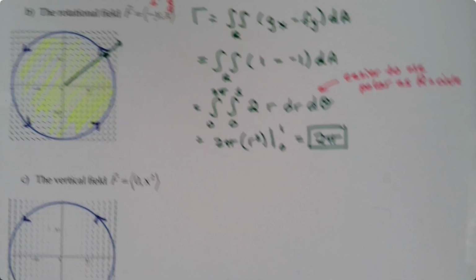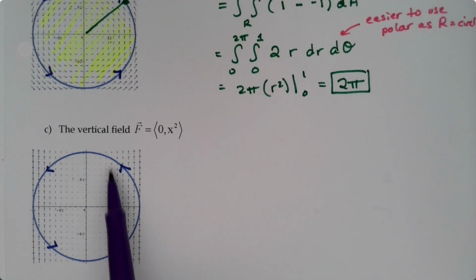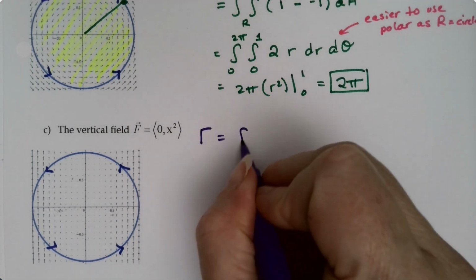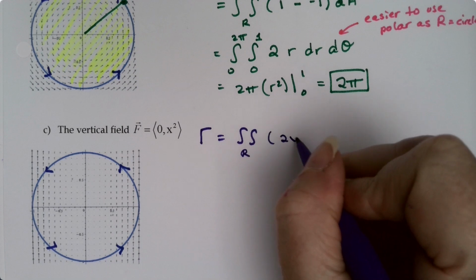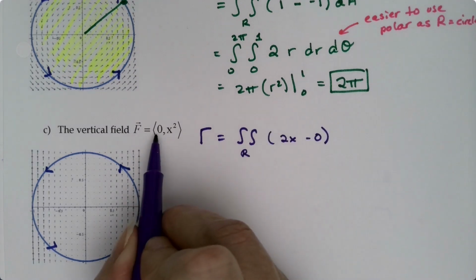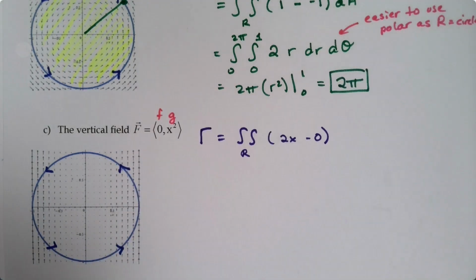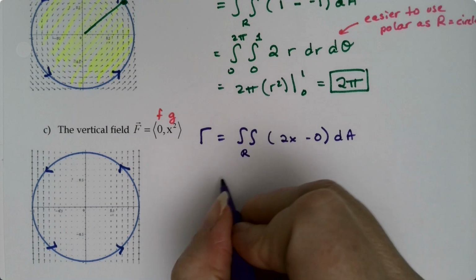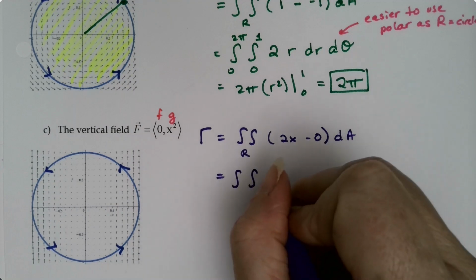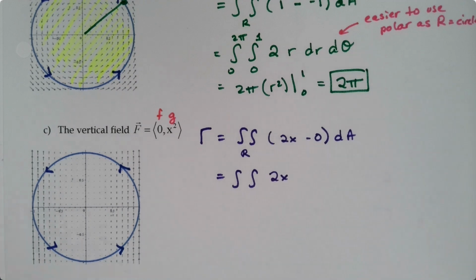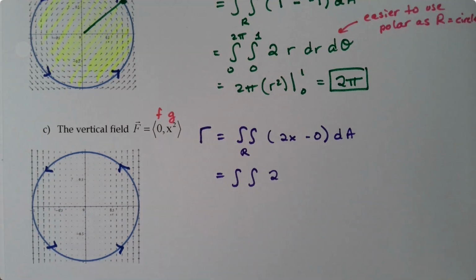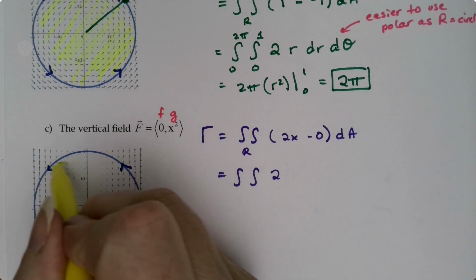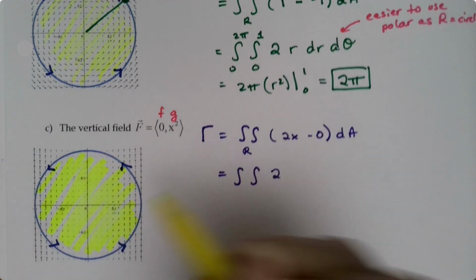All right, what about the last one? Okay, so this is a vertical vector field, right? All the vectors are pointing up. Okay, so our circulation will be equal to the double integral over the region. G sub x would be 2x minus 0, because the derivative of that is 0. Right? This is our f, this is our g. So dA. So that would be the double integral of 2x. Well, actually, let's think about this. It's a circle still, right? So it would be, again, wiser to do this with polar coordinates. Polar coordinates are easier to work with.